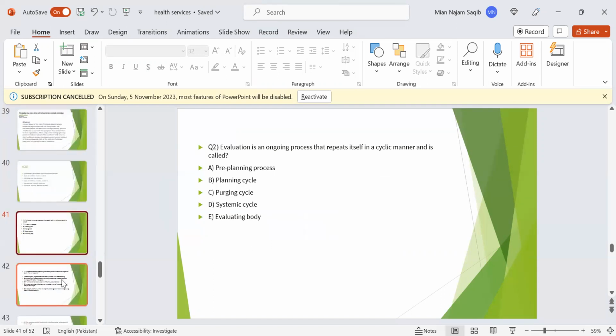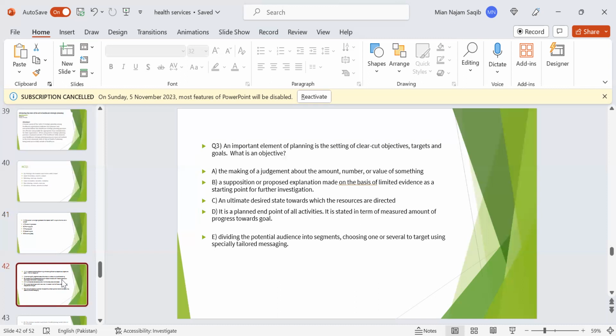Question 2. Evaluation is an ongoing process that repeats itself in a cyclic manner, and this is called A. Pre-planning process, B. Planning cycle, C. Purging cycle, D. Systemic cycle, or E. Evaluating body. Yes, the answer is B.